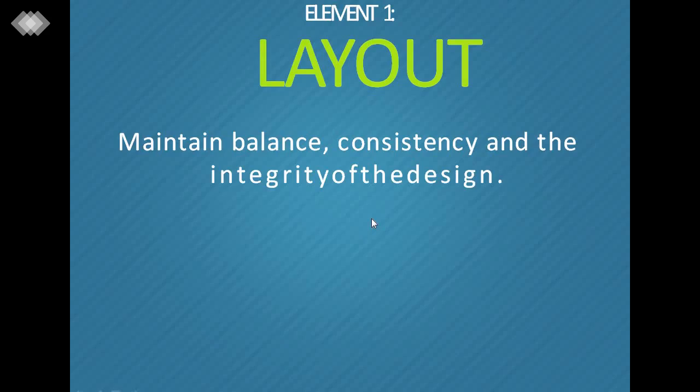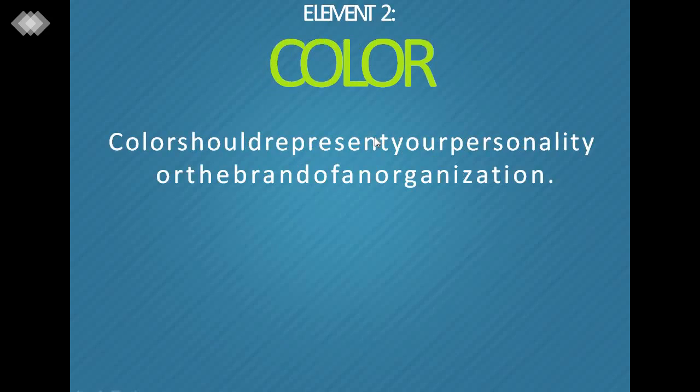Now, some elements are related to our website design. Number one is the layout. In layout, maintaining balance, consistency, and integrity of the design are included in element one, which is the layout. Element two is color. Color should represent your personality or the brand of an organization. So colors are very attractive. It is another element for designing a website.